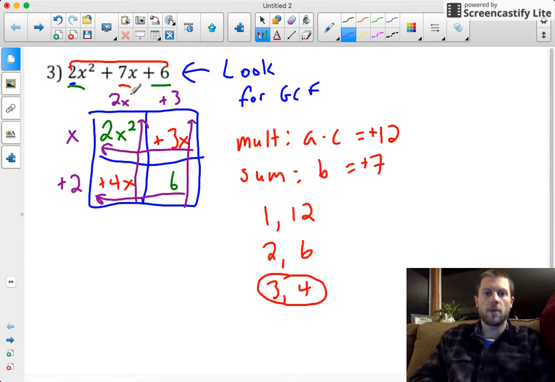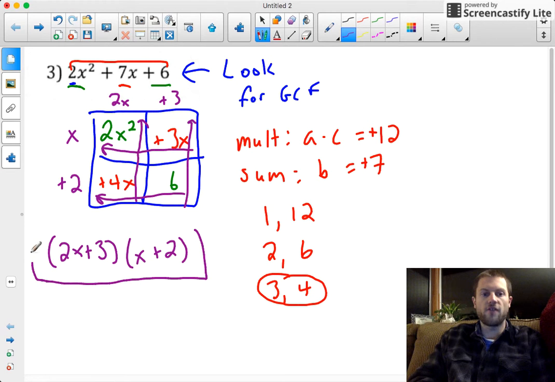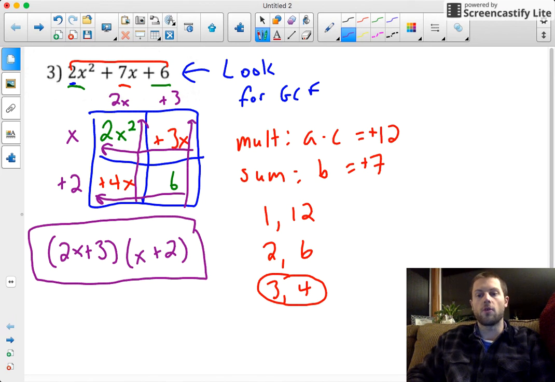So this is going to give me my two factors. From the top, I get 2x plus 3, and over on the side, I have x plus 2. This is my fully factored form of my original quadratic equation. And remember, I can always check this by multiplying it back out by double distributing these two factors, and it should come out to be this original standard form expression.